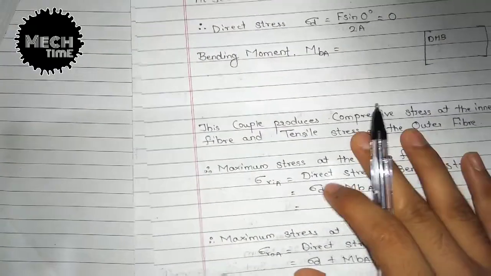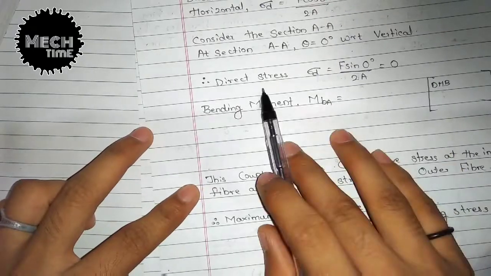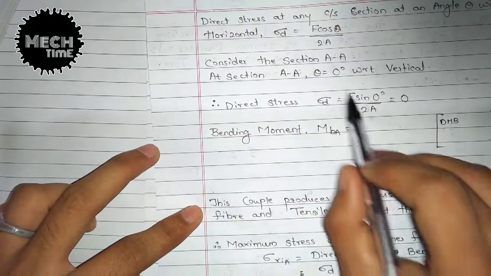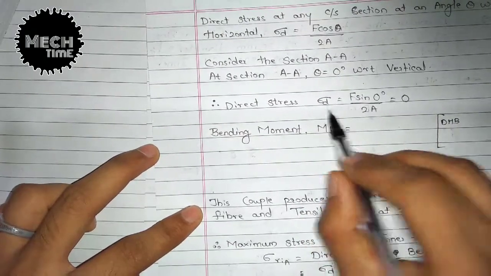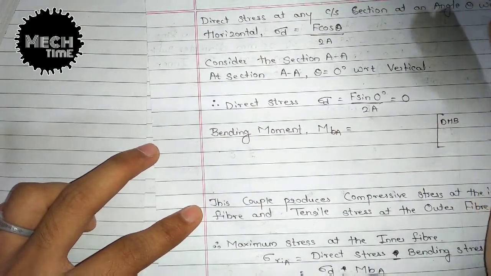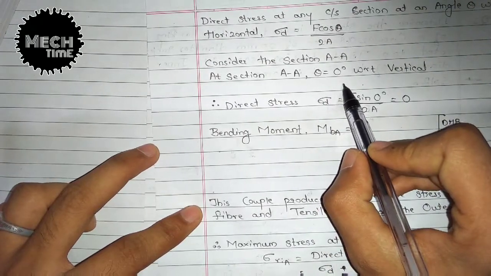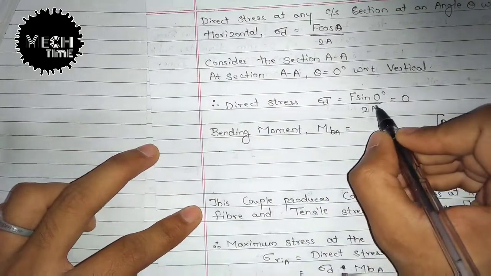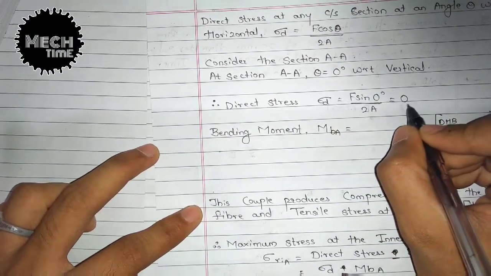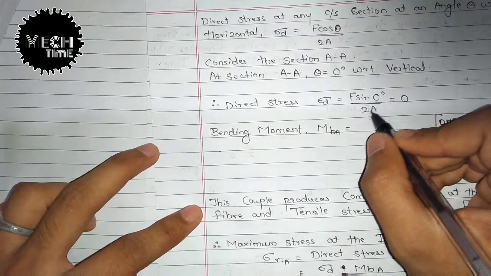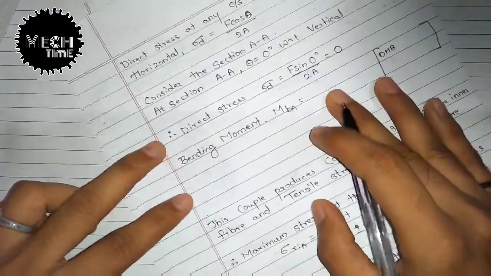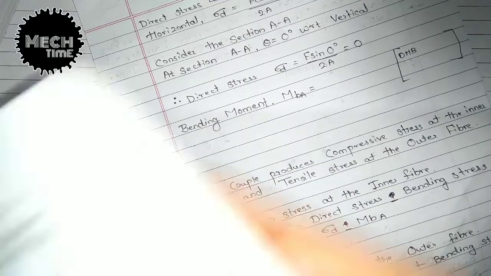So first you need to take theta equal to 0, then we will move to section B to B, where theta will be 90 degrees. For A to A it will be 0 degrees. If you put the value of theta, you will get the answer as 0. F into sine of 0 degrees gives 0, and anything multiplied by 0 divided by 2A will also be 0. Now the bending moment is there in the data handbook.